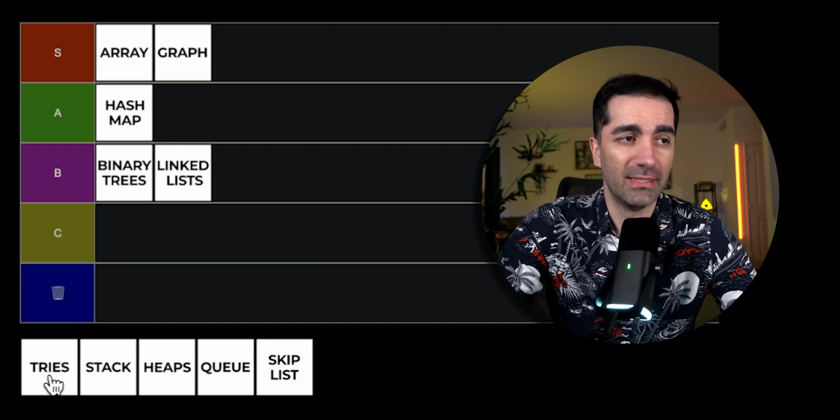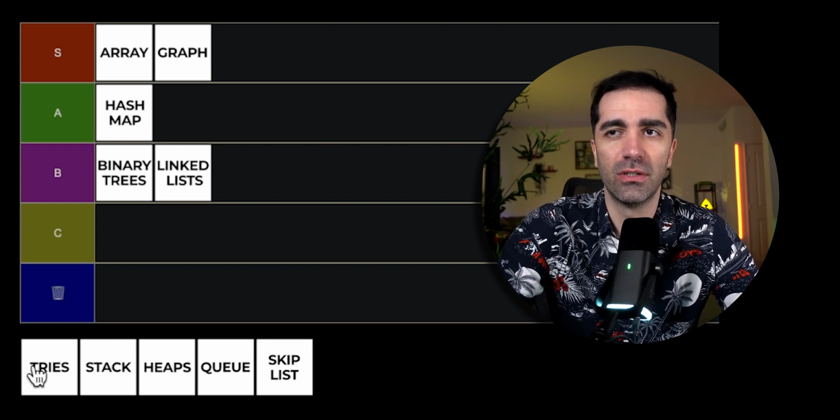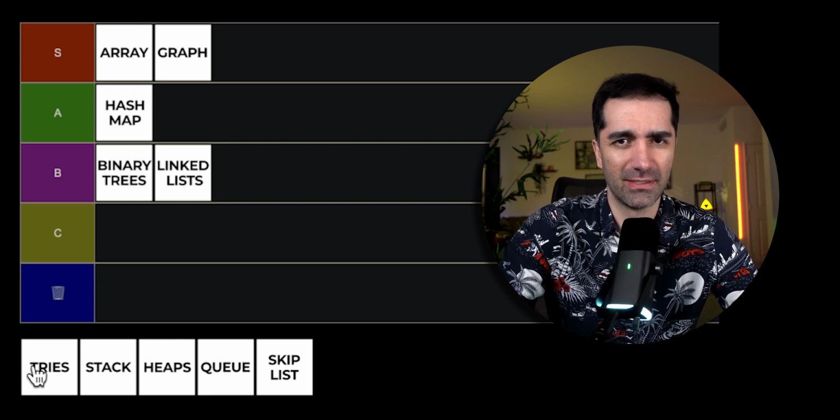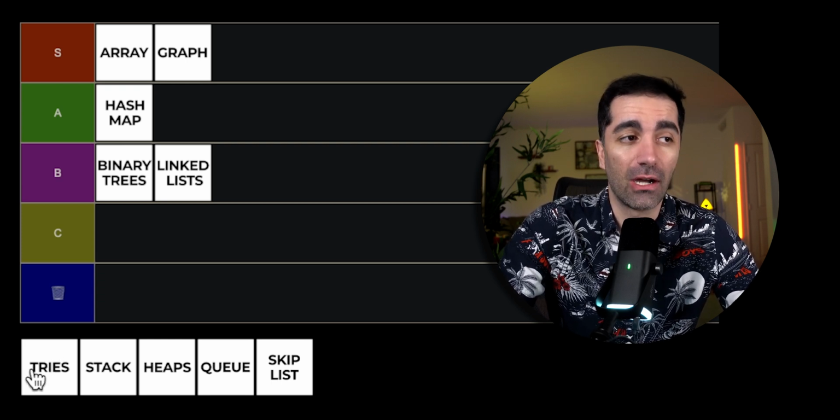Next up, we have tries. Now, tries are a tree-like data structure that are used for storing prefixes. So it's really good for things like word searches, things like autocomplete.